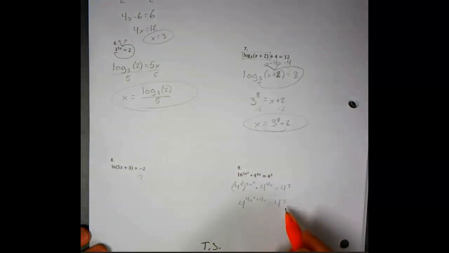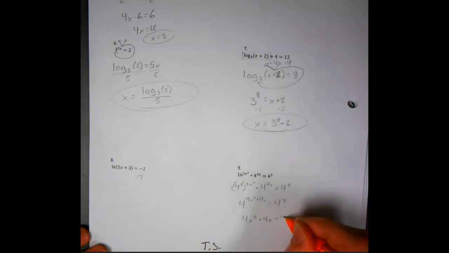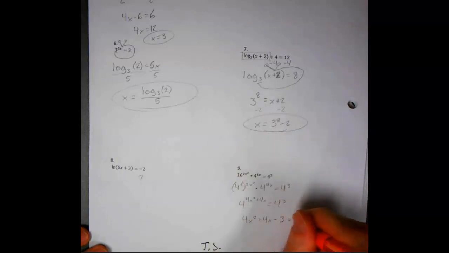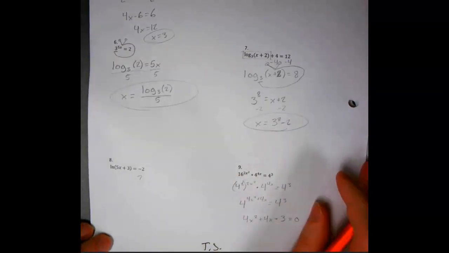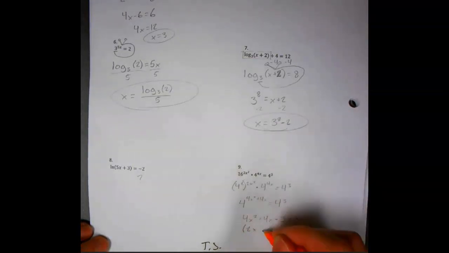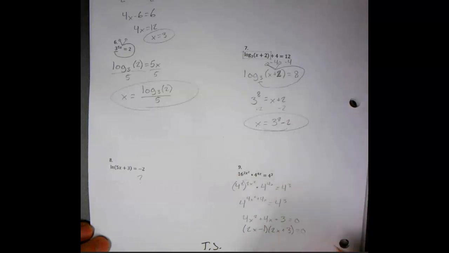Now that we have the same base for each side, we can set our exponents equal to each other. So we'll have 4x squared plus 4x equals 3. We're going to subtract that 3 over, so it equals 0. Then we're going to factor this. And then you'll set each of these equal to 0. And you'll have x equals 1/2 and x equals negative 3/2.